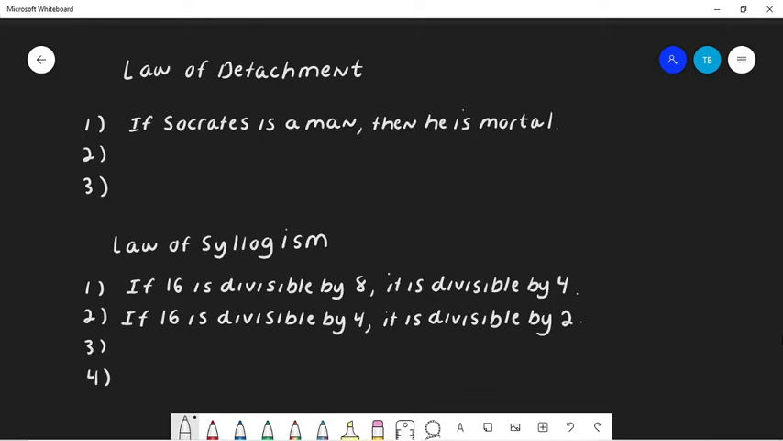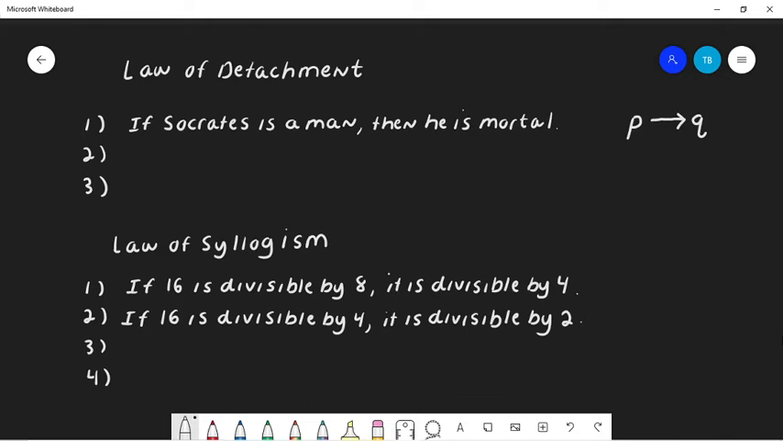The first statement is the conditional: if Socrates is a man, then he is mortal. So again, this is just a conditional statement, which we can write symbolically as P arrow Q, which reads if P, then Q. And then again, we affirm the hypothesis. We simply state that the hypothesis is true.